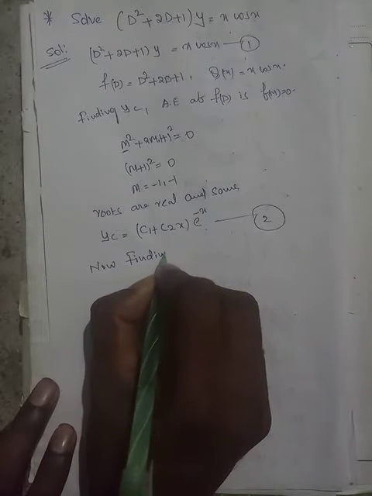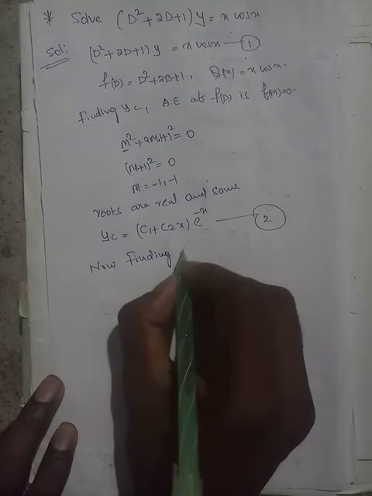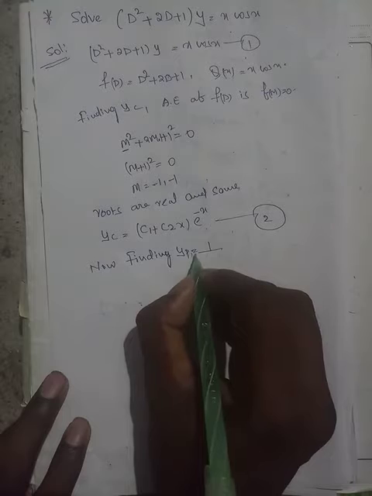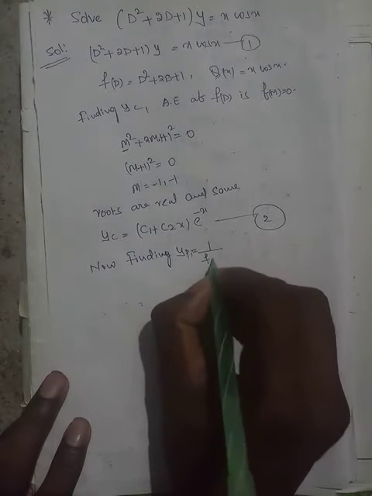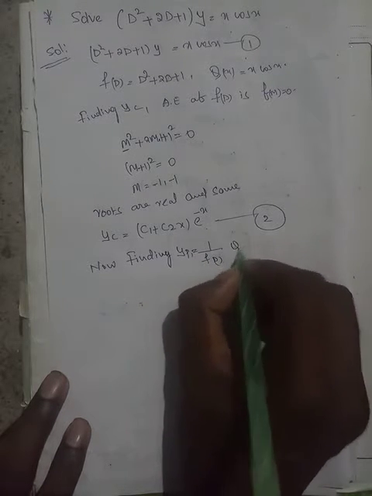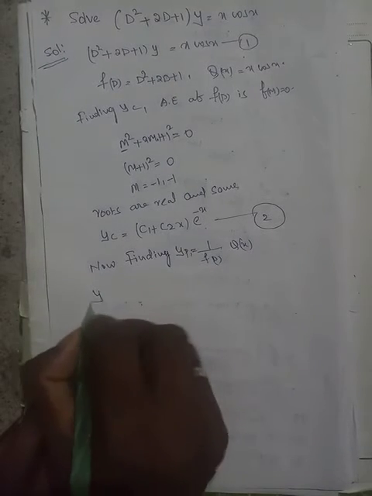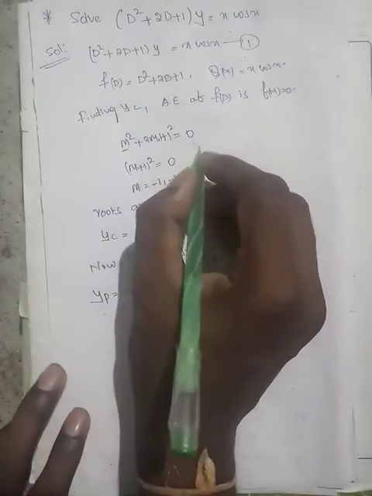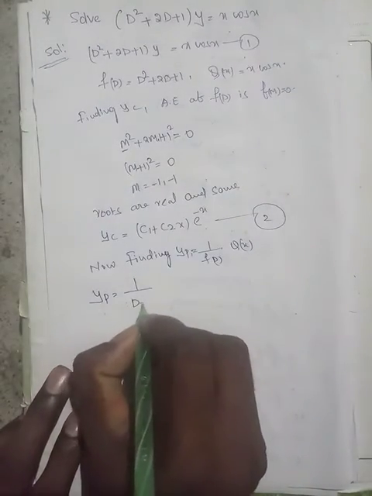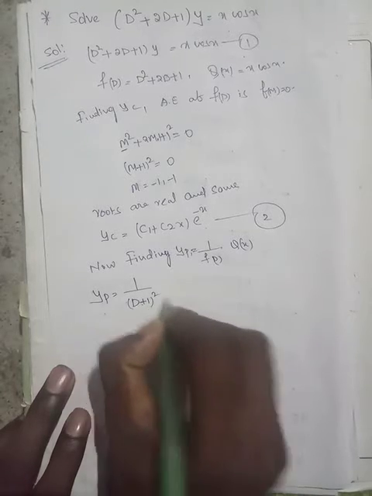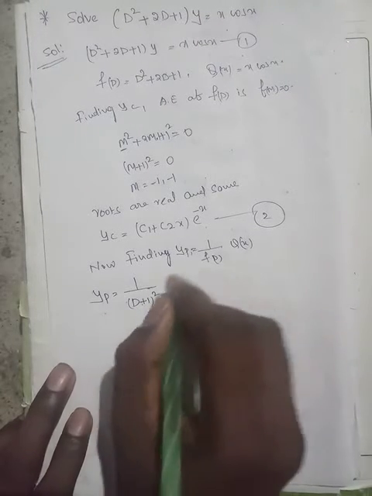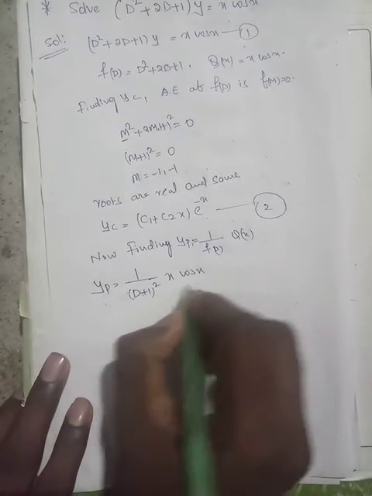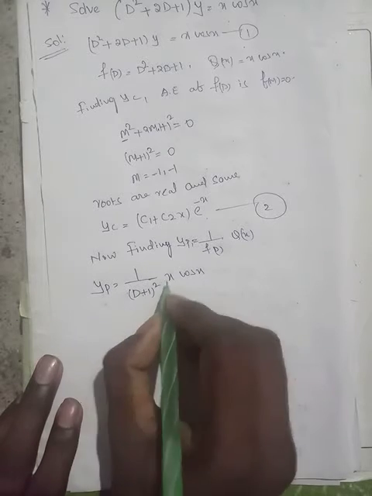Now finding yp, where yp equals 1 by f of D into Q of x. So here yp equals 1 by f of D, and directly I am taking (D plus 1) whole square, in very short form. So Q of x equals x cos x.